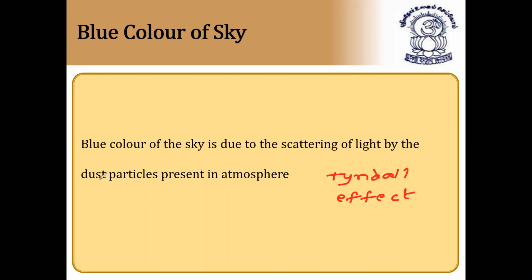The dust particles are colloidal particles. They absorb the light and then scatter the light, due to which the color of the sky appears blue. This scattering of light by the dust particles present in the atmosphere is commonly called the Tyndall effect. What is it called? Tyndall effect.